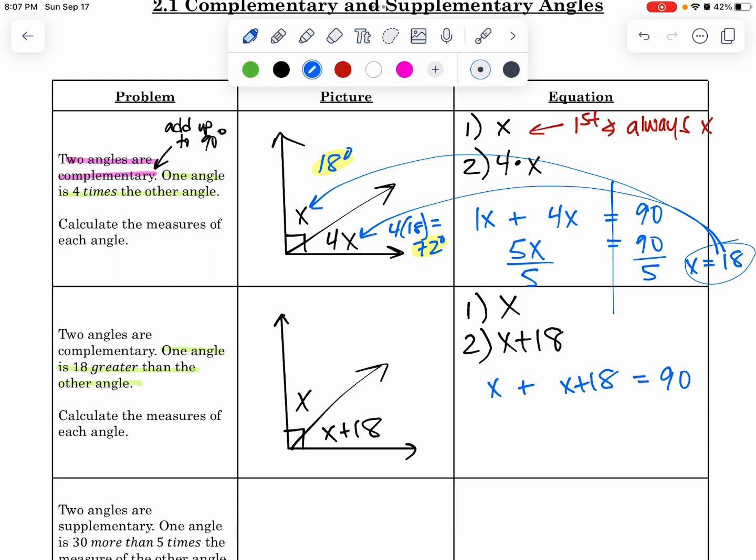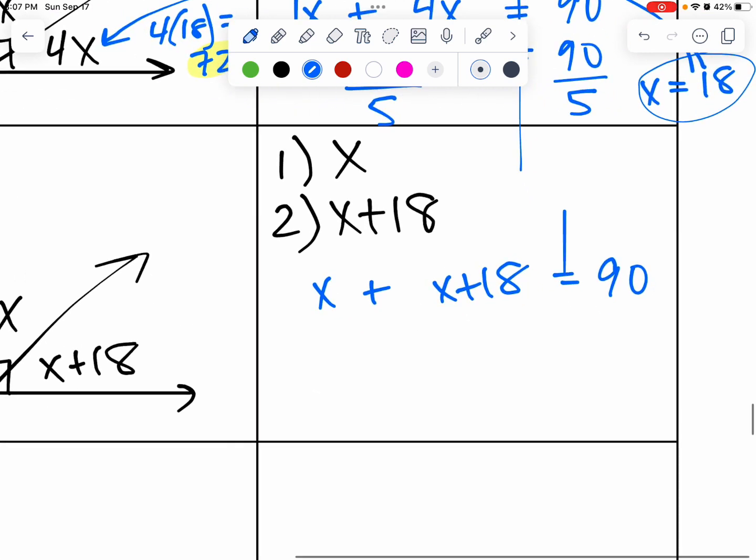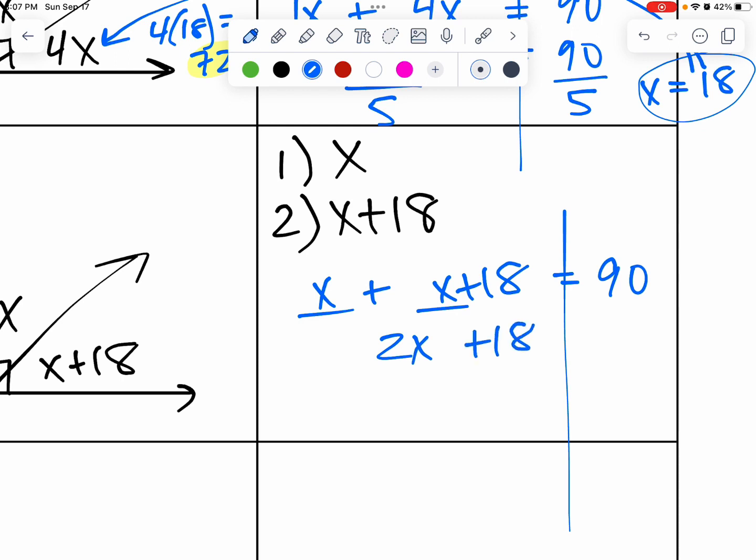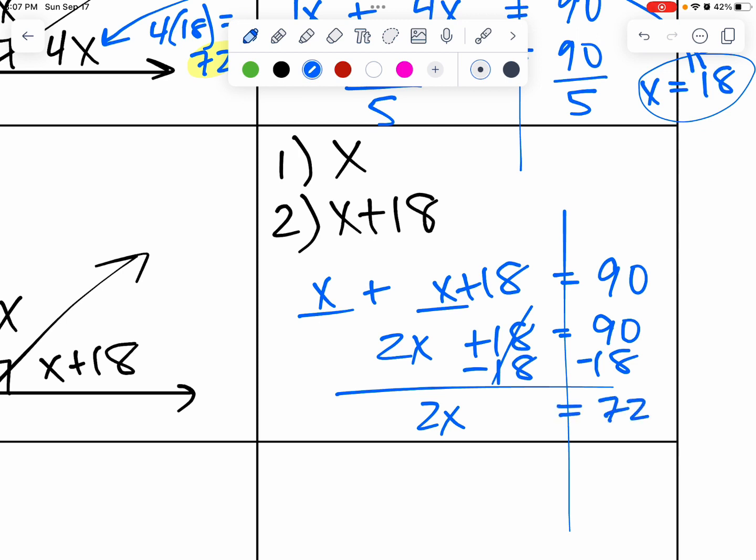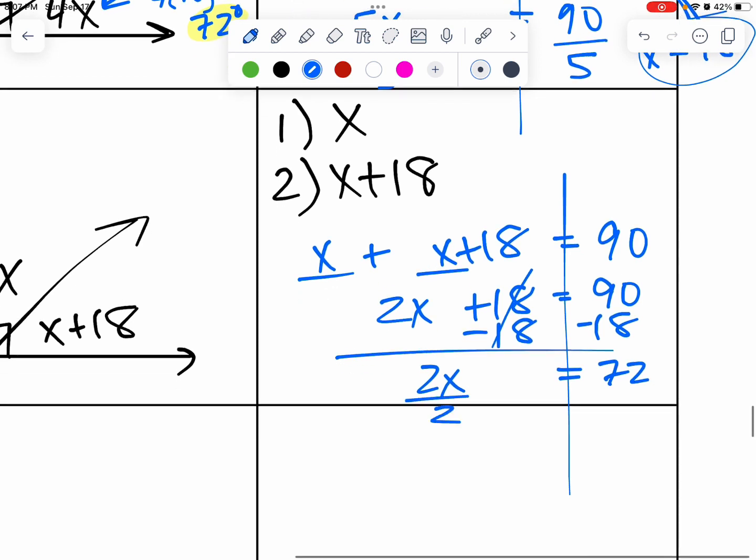So now I need to combine my like terms, and we're just going to solve algebraically from here. So I have 1x plus another x, that makes 2x. I still have the plus 18, and it equals 90. I'm going to subtract 18. So I have 2x over here, which equals 72. And when I divide both sides by 2 to cancel, I get x equals 36.